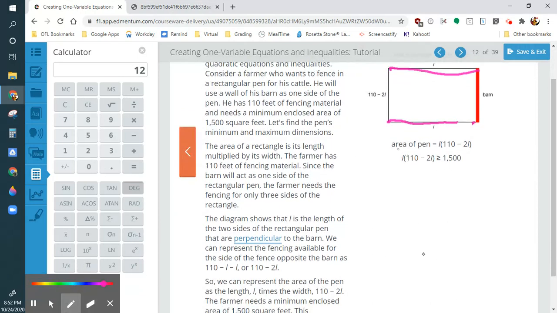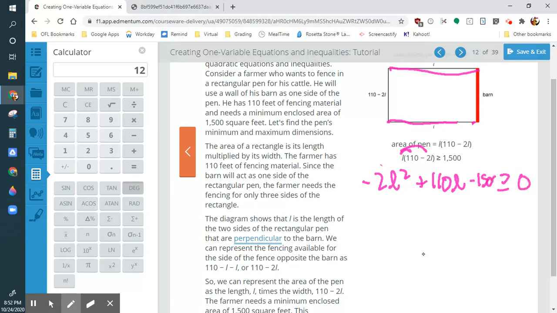All right, so doing the cattle, we're going to distribute. So we end up getting negative 2L squared plus 110L. What I did was I switched it. I like having my biggest exponent in the front. So when I distributed these, I just moved my L to the front. All right. And then I also want this to be greater than or equal to 0 because that helps me out. So I'm going to subtract that 1500. So I'm going to move this 1500 over by subtracting 1500 from both sides. That makes one side 0 and one this.